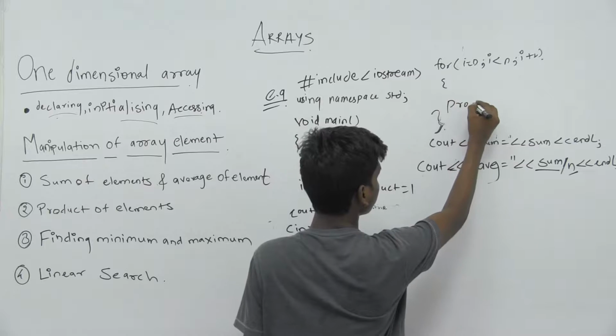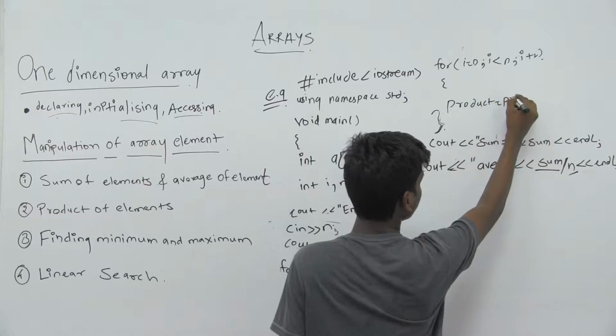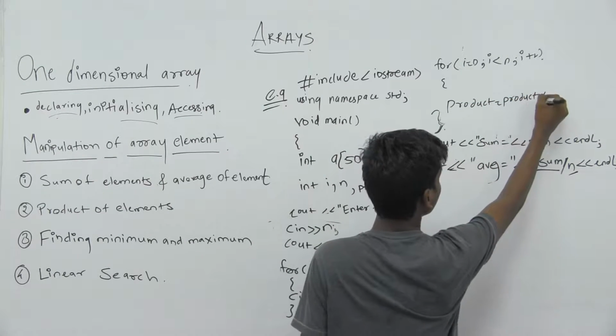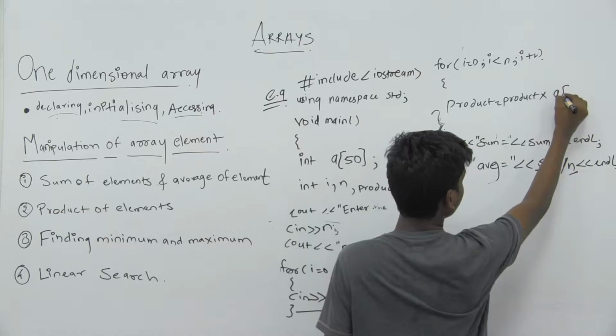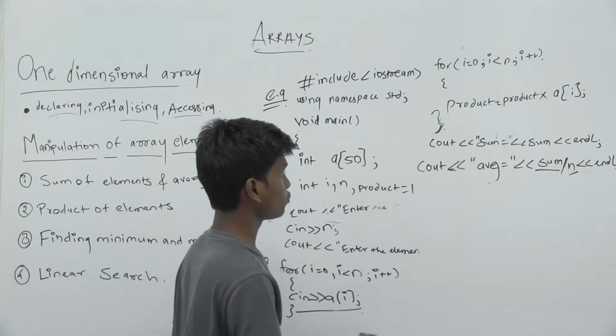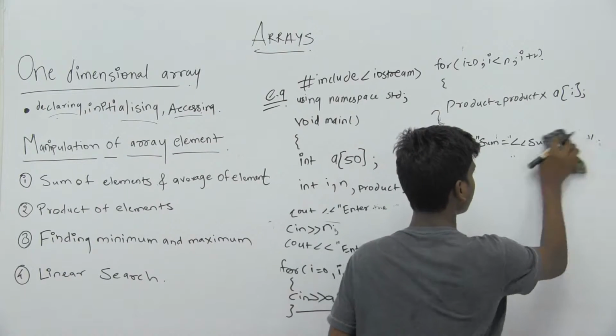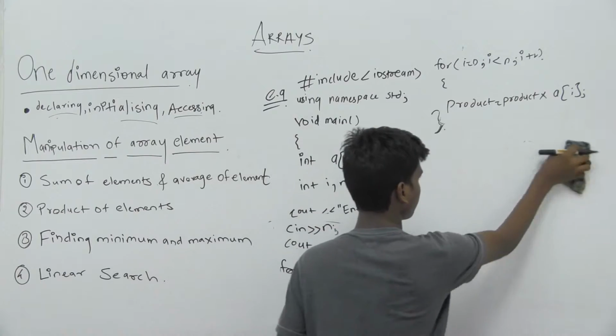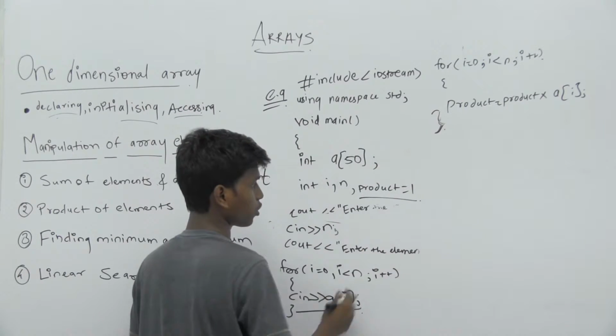So product equal to product into a of i. Got it? So how does this run? So I have taken product equal to 1. I have taken this product equal to 1.